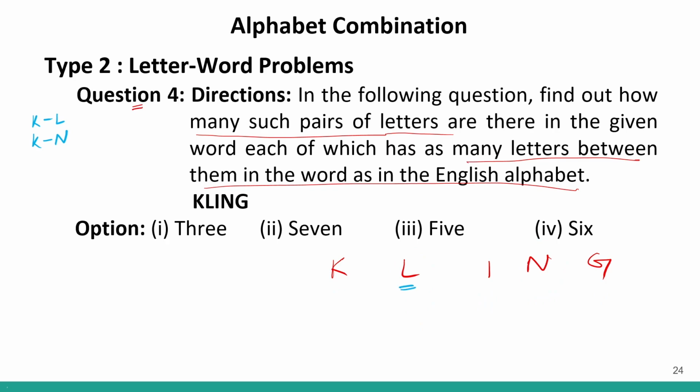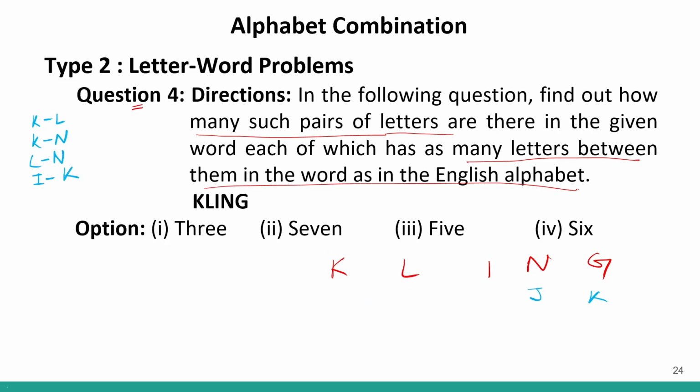If I take L, the next letter will be M. In the front direction, it will be M, N, O. Now again I can see one common, which is N. So the next pair will be L, N. Now let us check with I. What is the next letter after I? J, K. Again I can see one common, which is K. So the next pair will be I and K.